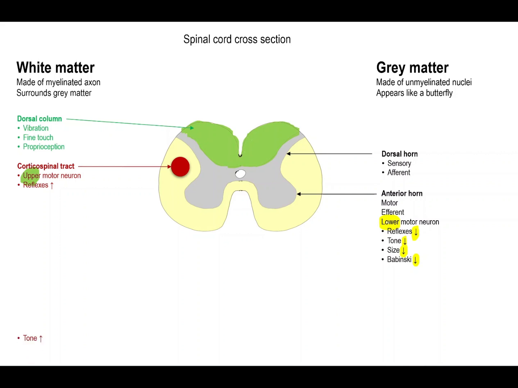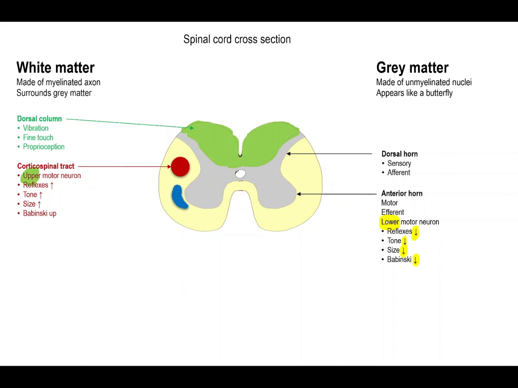Reflexes should be increased. You should expect an increase in tone, hypertonia. You should expect an increase in muscle size, muscle hypertrophy, right? And of course, increased muscle tone can lead to spastic paralysis or spasm. This will cause the Babinski to increase, or the toe will be pointing upward. That's a positive Babinski.